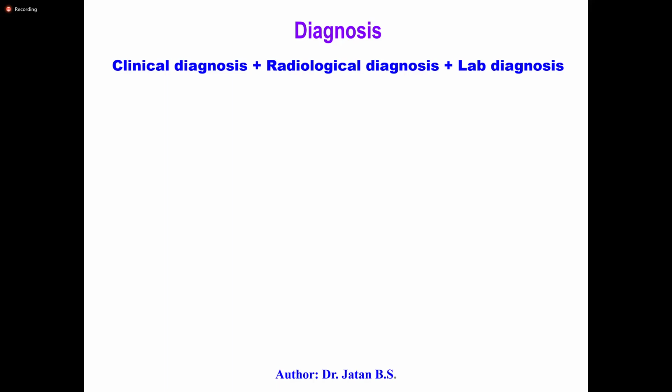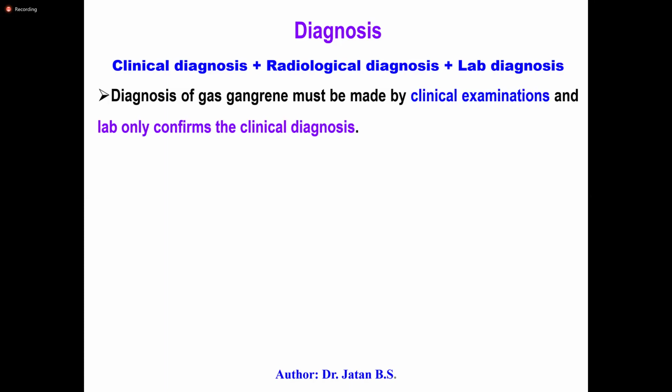Radiological diagnosis we do by doing CT scan, chest X-ray, MRI, ultrasonography. Lab diagnosis, we collect the sample from the patient, like the exudate, the necrotic tissue, etc., and we go for gram staining, culture, serology, PCR, etc. Okay, so these are the different modalities of diagnosis. So diagnosis of gas gangrene must be done by clinical examination, and lab only confirms the clinical diagnosis.